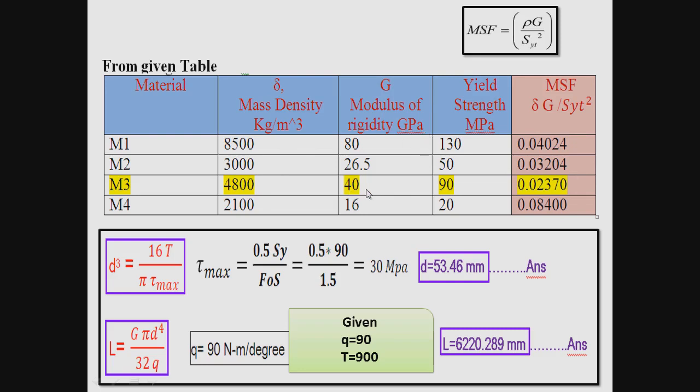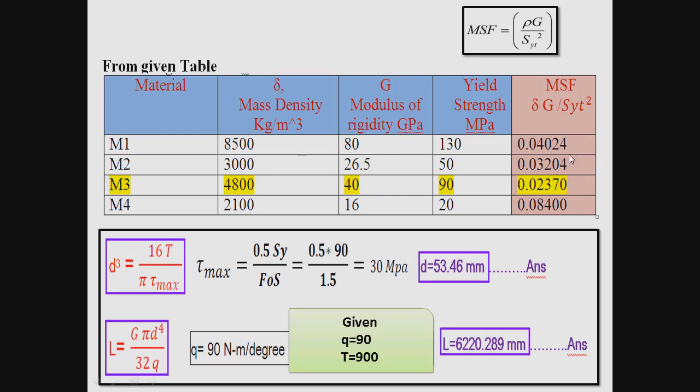Next, modulus of rigidity is substituted into 10 raised to 9, because GPa. Let us say for example for M1, rho is 8500, delta is 8500, into g value is 80 into 10 raised to 9. It is substituted in terms of Newton per meter square, so you need to multiply by 10 raised to 9. Afterwards, yield strength is substituted as 130 megapascal, means into 10 raised to 6. If you substitute like that, we are going to get these values.